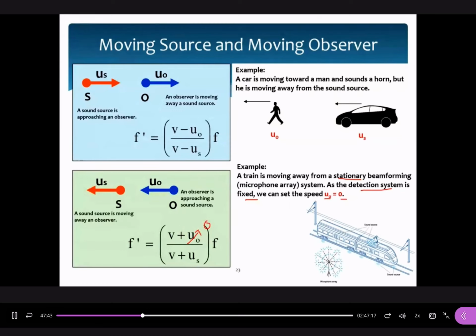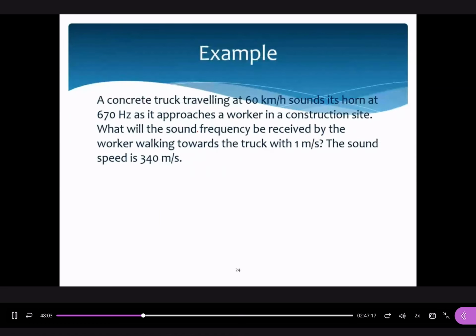Can you consider this one? Can you understand how to convert these descriptions to the equations here? Okay, let me show you an example. We have a concrete car traveling at 60 km/h, and its siren is on at 670 Hz as it approaches a worker at a construction site. What will the frequency received by the worker walking towards the car at 1 meter per second be?